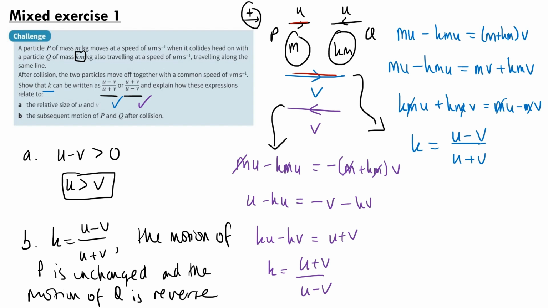For k equals (u plus v) over (u minus v), the motion of P is reversed, and the motion of Q is unchanged.